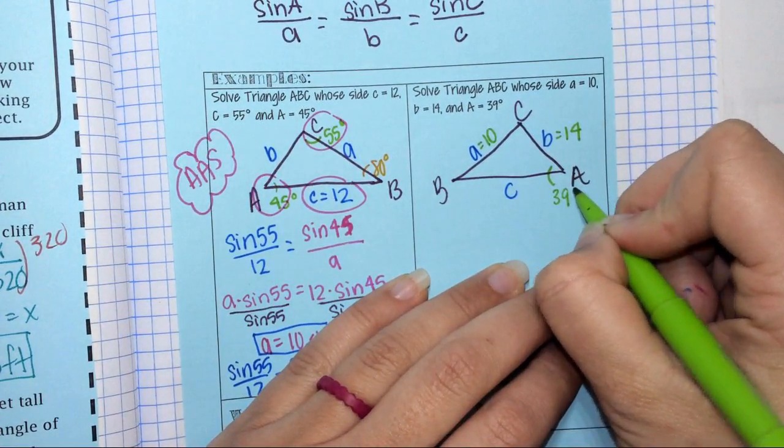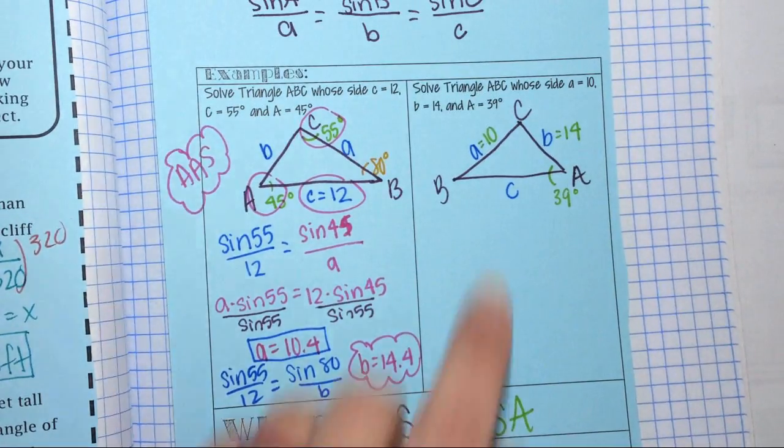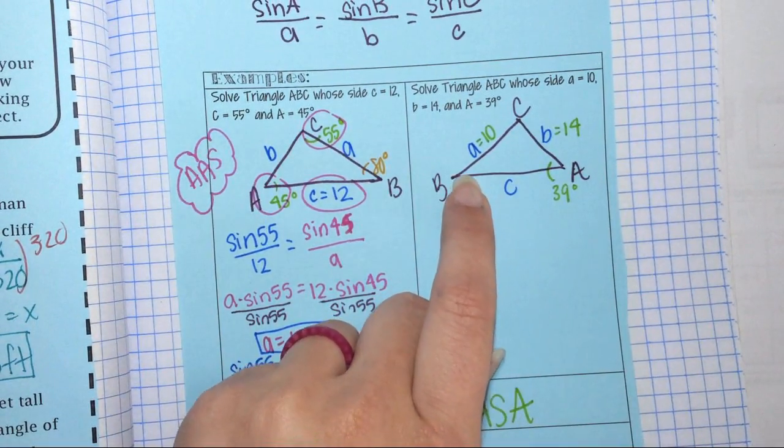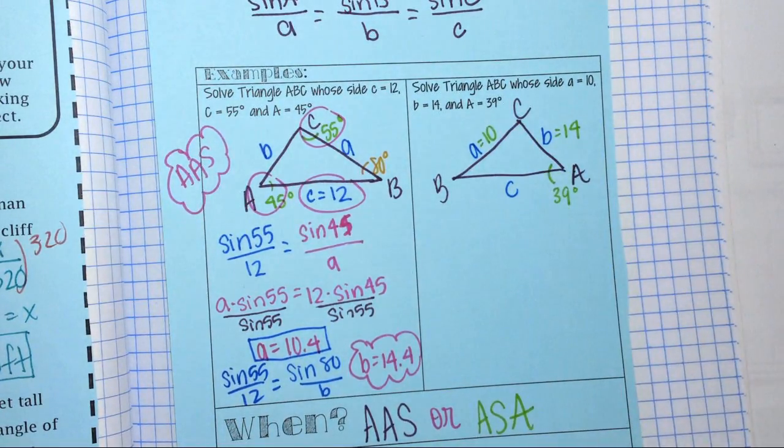39 degrees. I just realized you were throwing shade at me for not knowing how to put that in. All right, now it's asking us to solve the triangle. So we have to find not only side C, but angle B and angle C. So this one's going to be a little different, right?